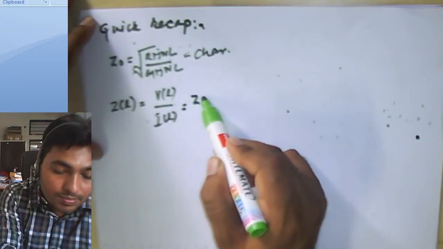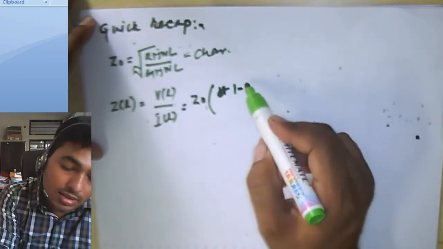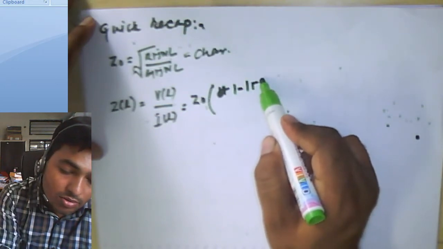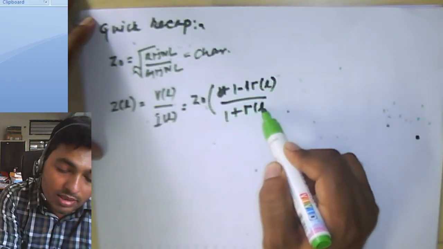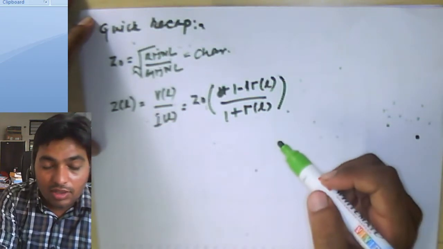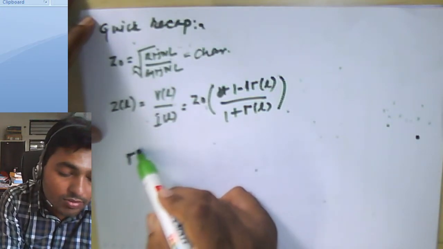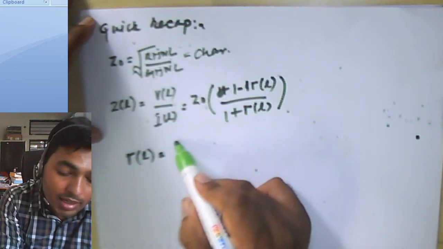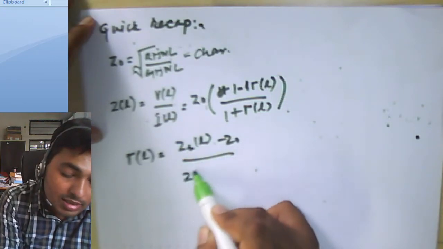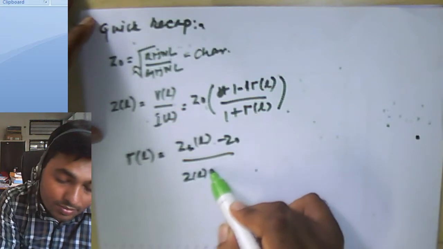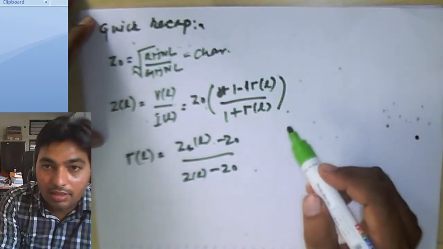That gives us the relation, that is, 1 plus reflection coefficient at any point on a line divided by 1 minus reflection coefficient at any point on a line. This relation we obtain, and from this relationship we obtain that the reflection coefficient at any point on a line will be given by ZL minus Z0 divided by ZL plus Z0. So this gives the relation between reflection coefficient and impedance.